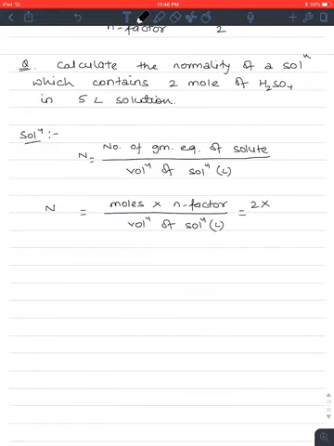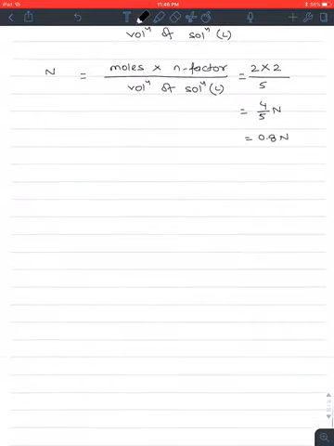So moles is how much? 2. N factor for H2SO4 again 2. I hope it's clear. N factor for H2SO4 is, as an acid, its basicity, which is 2, upon volume of solution, which is 5. So which is equal to 4 upon 5 N, or we can also write it as 0.8N, is the normality of this H2SO4 solution. So in this way we can calculate the normality of any given solution, and if normality is known, we can find the gram equivalents of a solution. Let's do one question on that concept again.